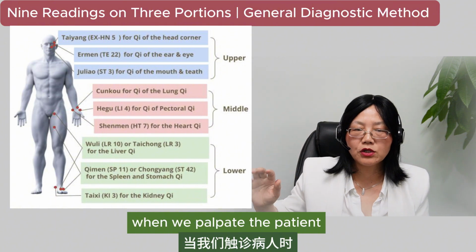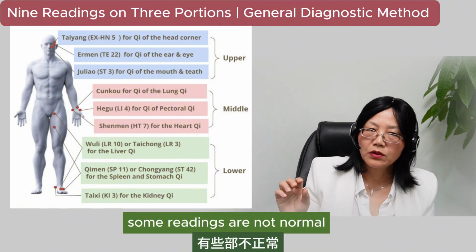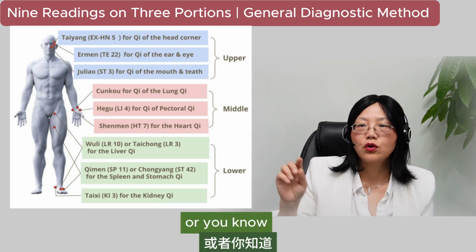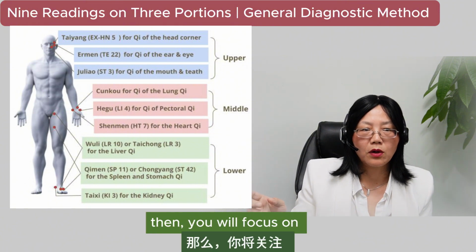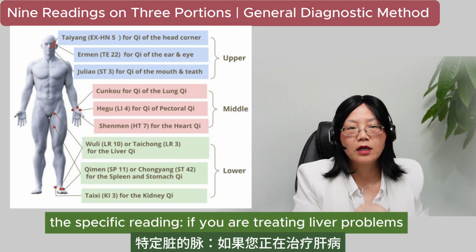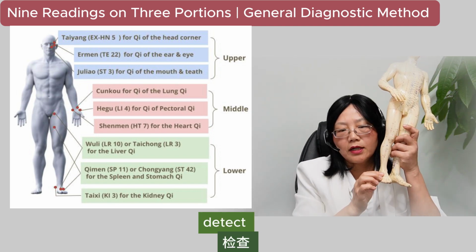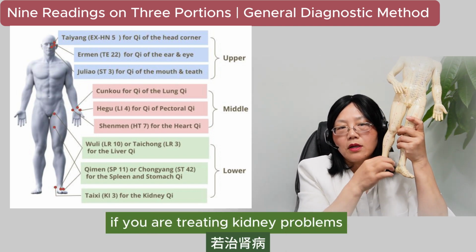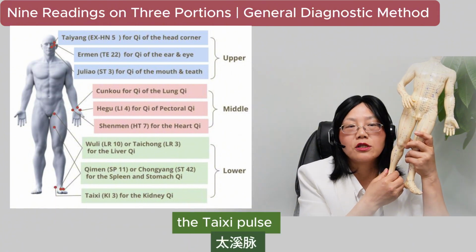When we palpate the patient, we find some readings are not normal. You will think, oh, what does that mean? What is the indication of that? Or you are treating a specific organ's disease, then you will focus on a specific reading. If you treat liver problems, you are going to detect the Taichong pulse, liver 3. If you are treating kidney problems, you will pay attention to the Ki3, the Taixi pulse.